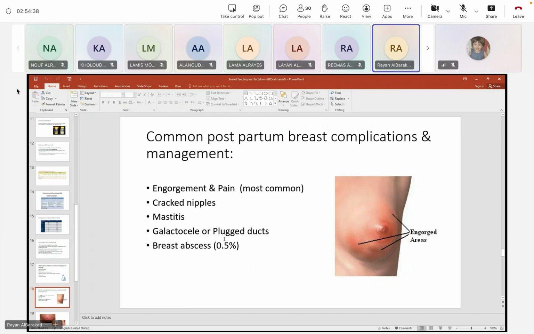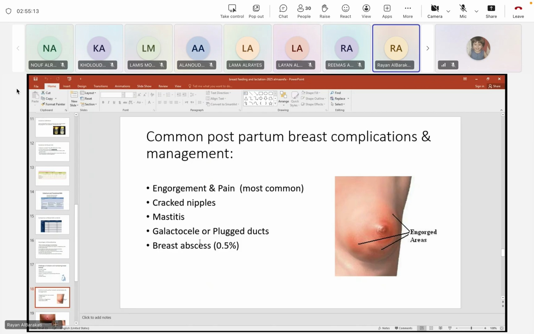Okay, galactocele is trapped or clogged ducts with milk. This is sterile inflammation. There is no infection. So we will do massaging, and you will give some warm and cold packs that will help ease it, and you will move the breast massage in a circular and expressing way until this clogged duct or galactocele is resolved.